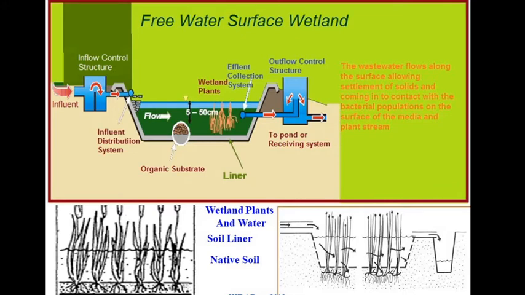The wastewater flows along the surface, allowing settlement of solids and coming into contact with the bacterial population on the surface of the media and plant stems. Okay, so wetland plants and the water, soil, and liner. So these are the various parts of the constructed wetland: the liner, the organic substrate, the wetland plants, the inflow control structure, the outflow control structure, and the influent and effluent, which are the wastewater and the treated wastewater.